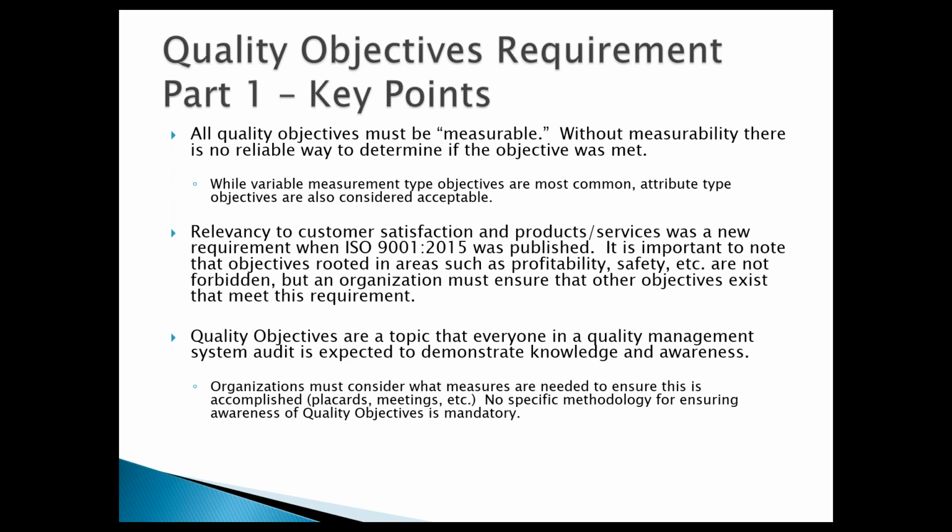Quality objectives are a topic that everybody in a quality management system is expected to be aware of. Now, you don't have to have these things memorized. But when I teach new auditors, I always tell them this is something that you can ask anybody about. Are you familiar with the quality objectives? Which one is relevant to you? As an organization, there's a lot of ways that you can accomplish this: placards, meetings, cards that you hand out. None of that is mandatory, but everybody in the organization needs to be aware of these items. They need to be prepared to speak about these items.